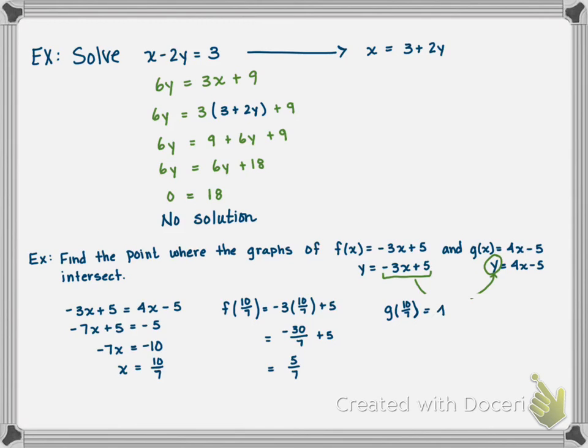we'd get 4 times 10/7 minus 5, which is 40/7 minus 5. And 5 is 35/7, right? So 40 minus 35 is 5. So you get 5/7 both ways. And if you get the same output for both, that tells you got the right x. So your point of intersection is 10/7, 5/7.